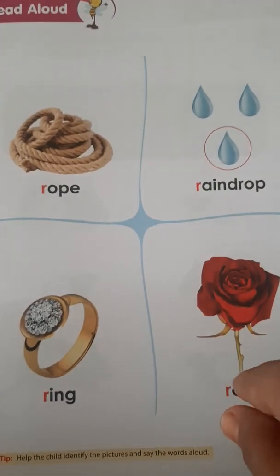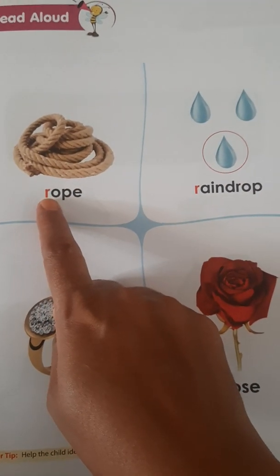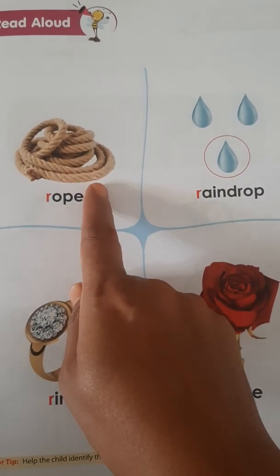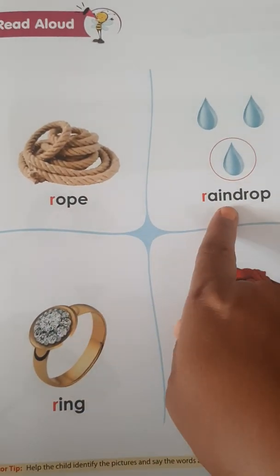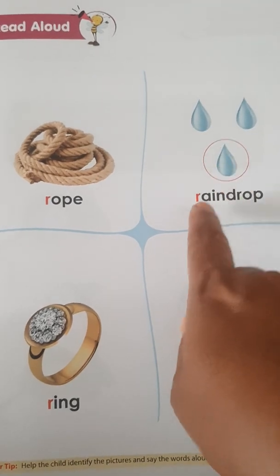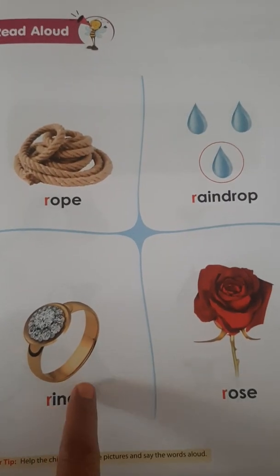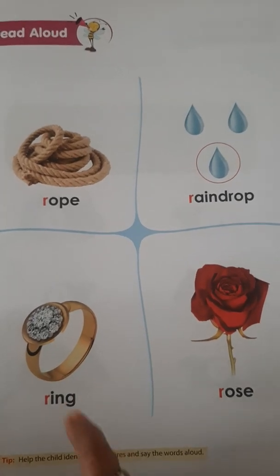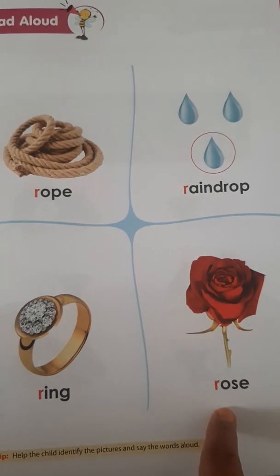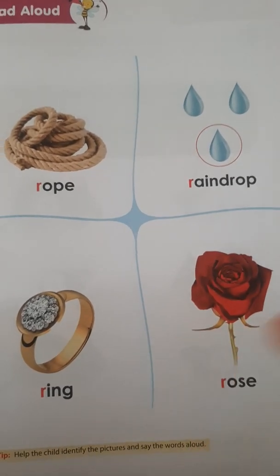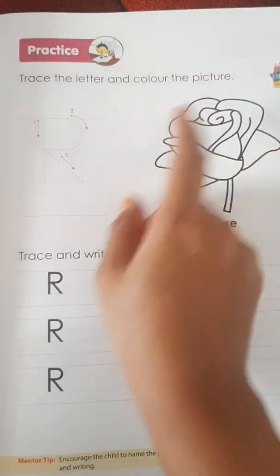This is also an object related to the R letter, but this is a small r. R, row. R, raindrop. R, ring. R, rose. Trace the letter and color the picture.